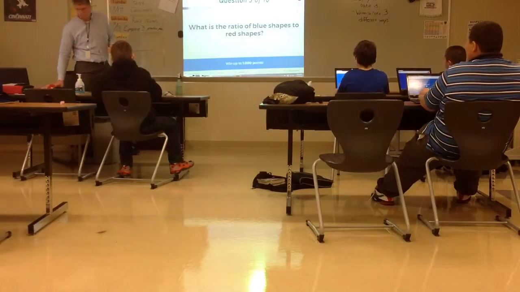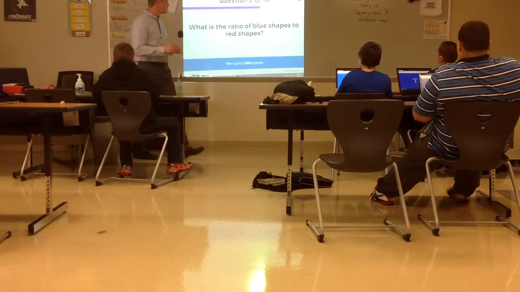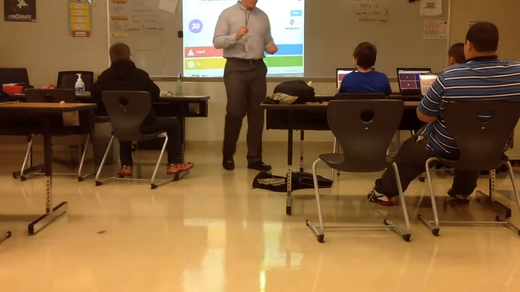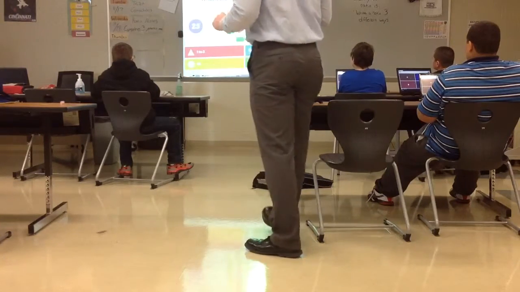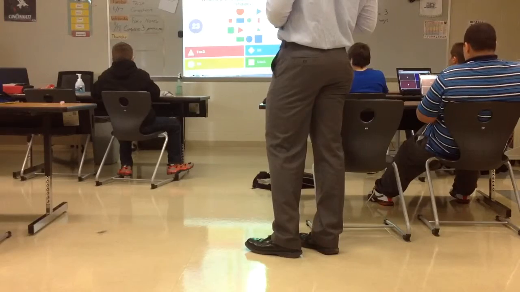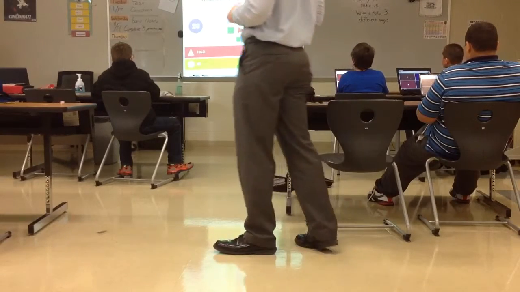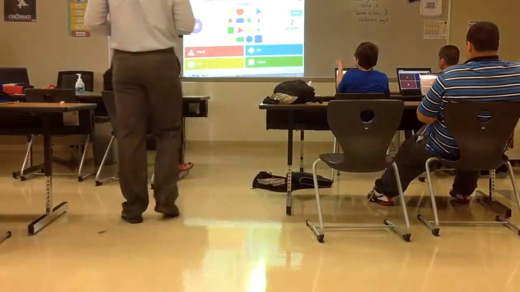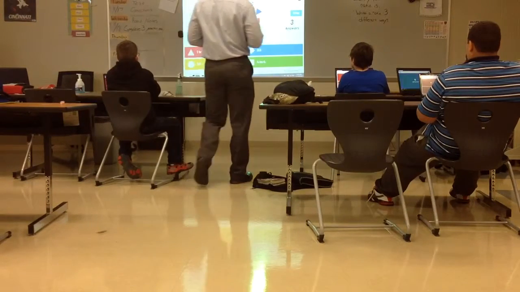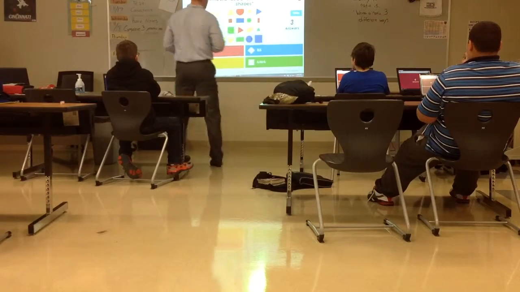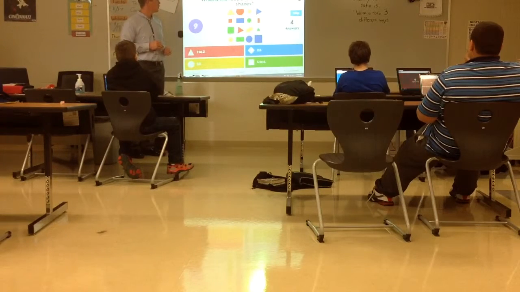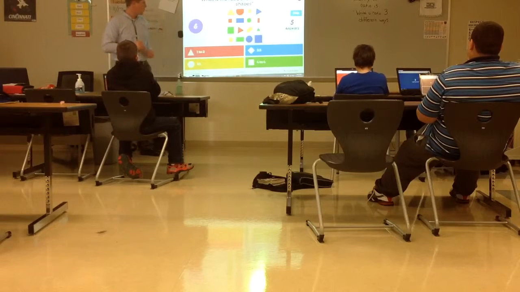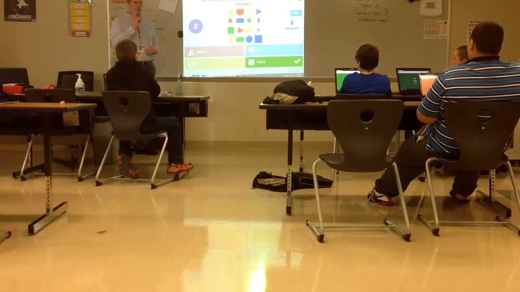What is the ratio of blue shapes to red shapes? Blue shapes to red shapes. So count the total number of blue and look at the total number of red. That one is easy. So blue shapes to red shapes. 8, 7, 5, 4, 3, 2, 1. Yeah!